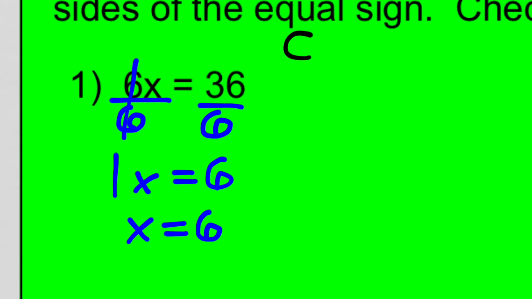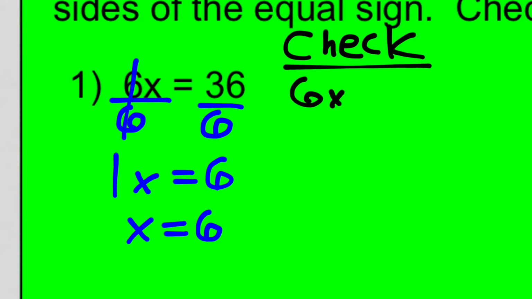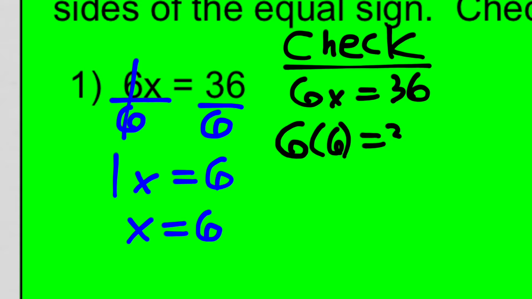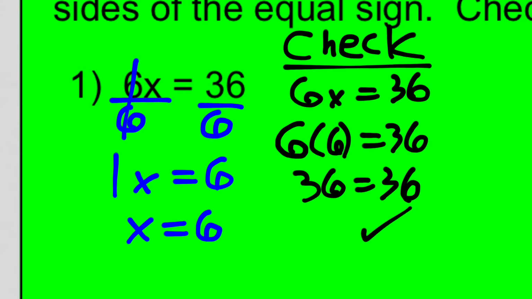To check it, write down the original math equation. Substitute in 6. This means 6, and our answer was 6. So 6 multiplied by 6 equals 36. And that is true, right? 36 equals 36. Done. So when you have a multiplication equation, you solve it by dividing.